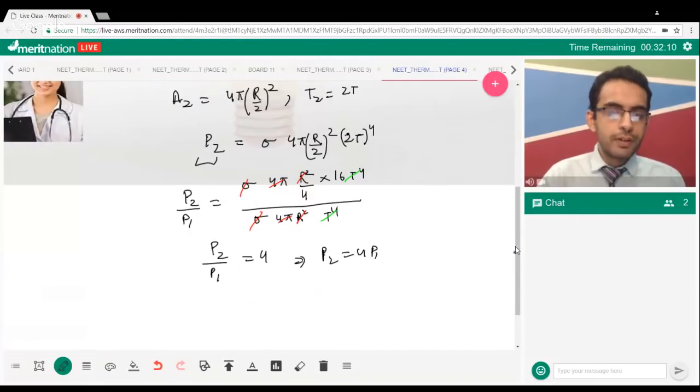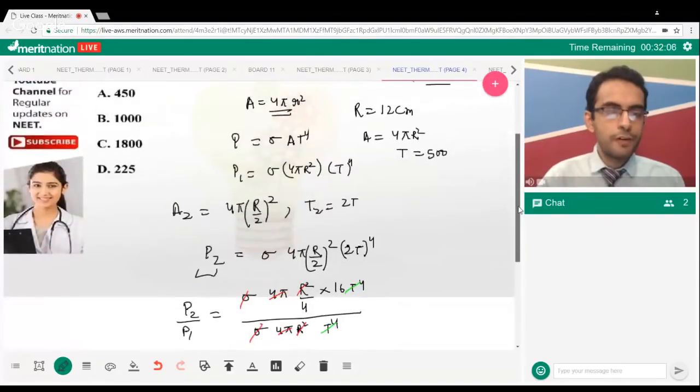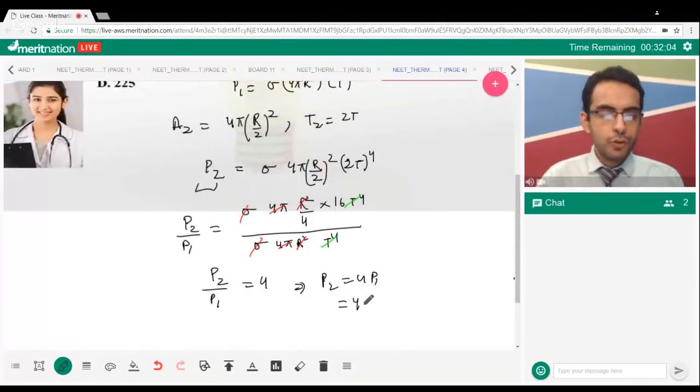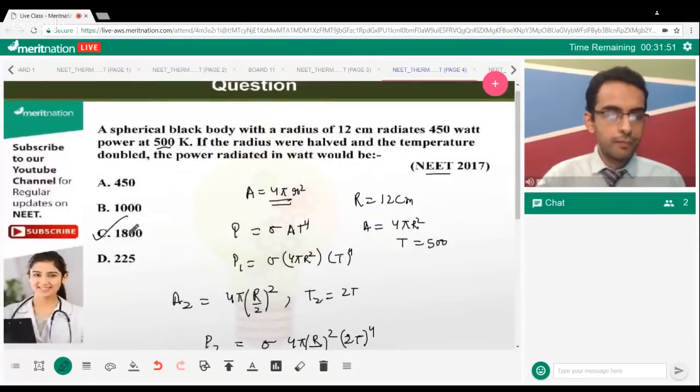So what is the value of P1? In the question it is given that P1 is equal to how much? It's 450 watt. So that becomes 4 times 450. Okay, that becomes 1800 watts. So that means the correct answer is C. Now let's move to the next question.